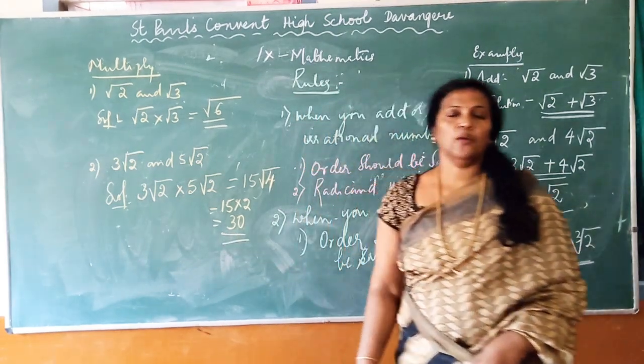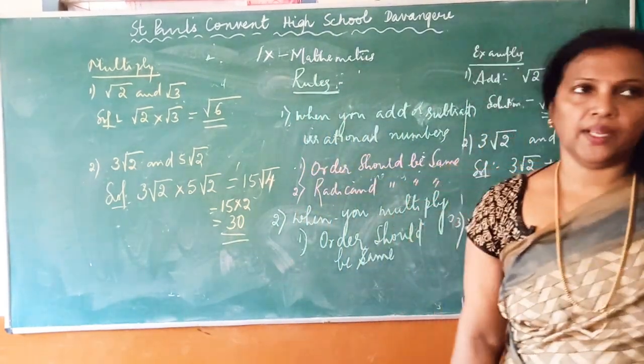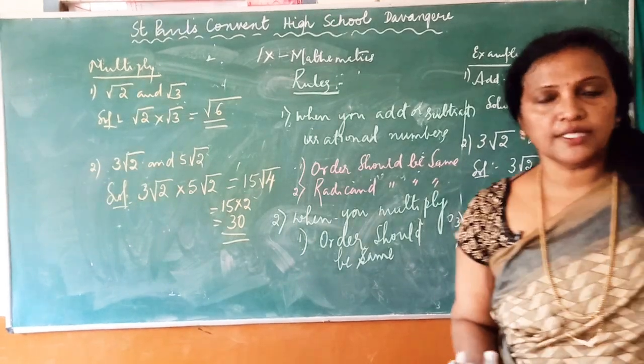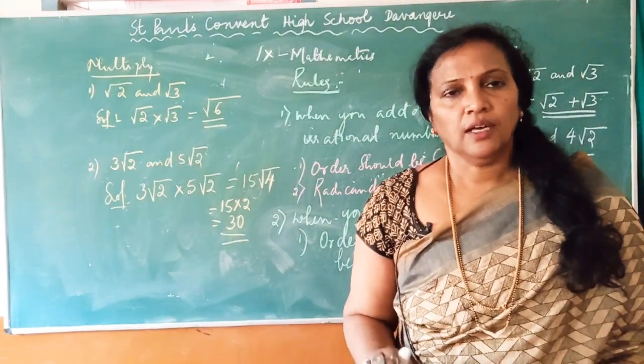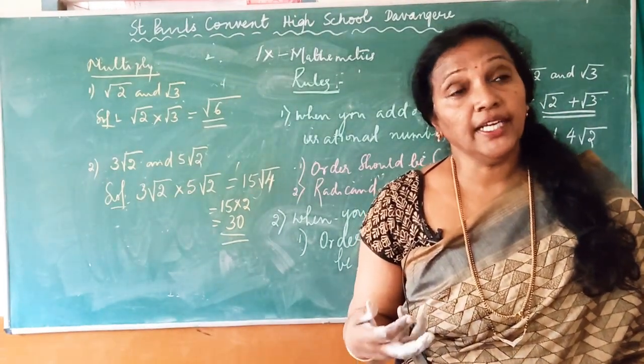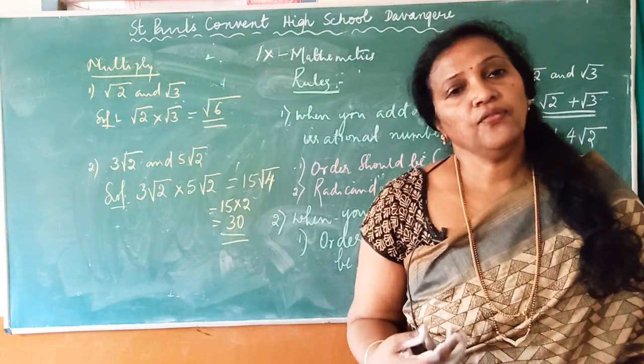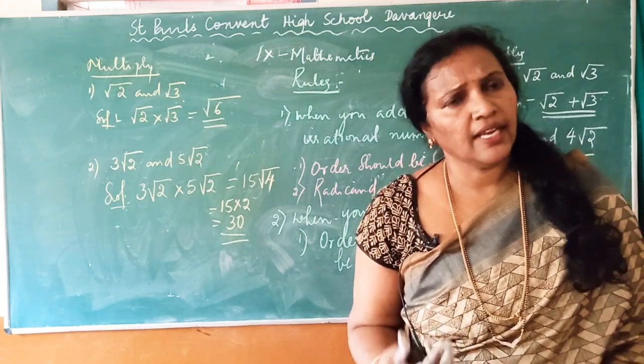This is the way how you have to add and multiply. After knowing all these basic things, now I'll give you some identities of square roots. You know what is an identity?